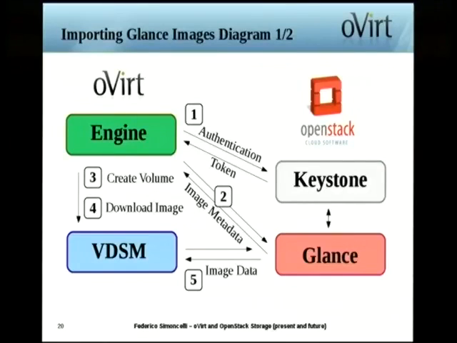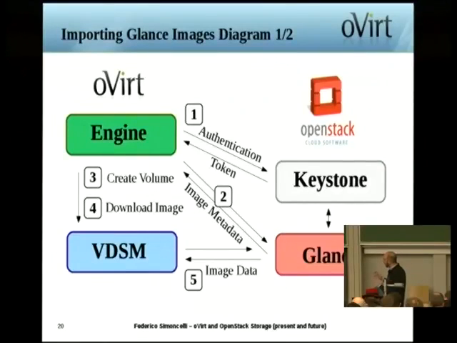And after we have that representation of the image inside the engine, we go and issue the commands to VDSM to create a new volume. So that's the container where we will store the image. And then we will issue a download image that will start the data transfer from Glance to VDSM. So VDSM will go to Glance and download the image data into the volume that we just created.